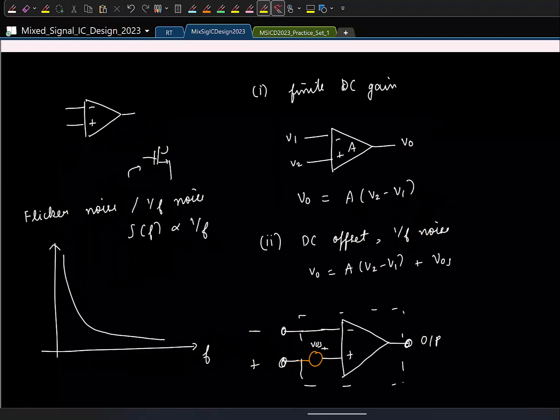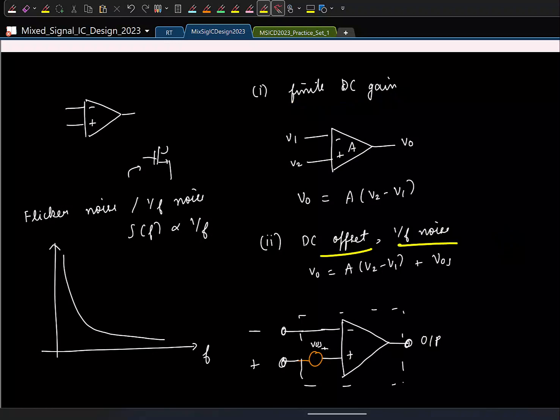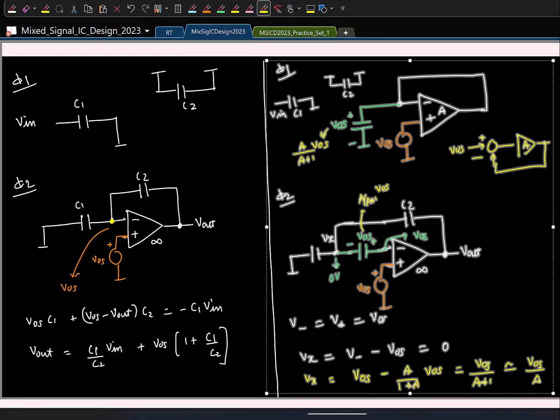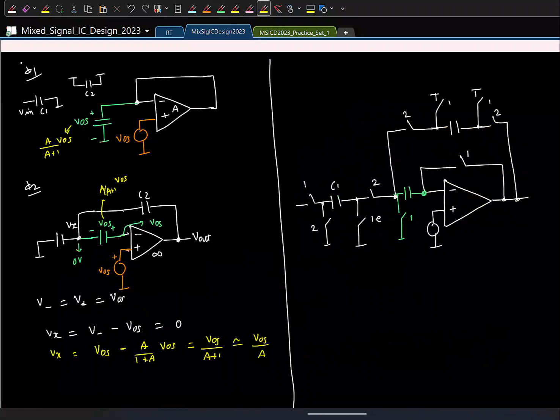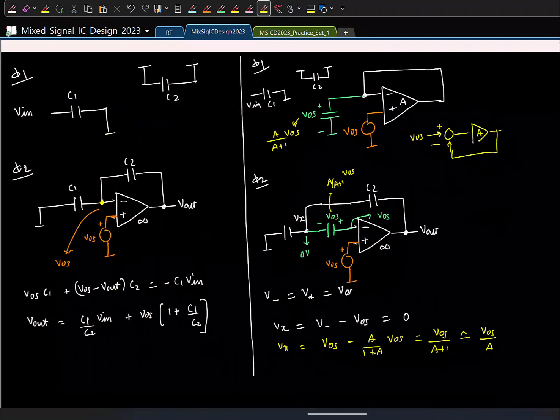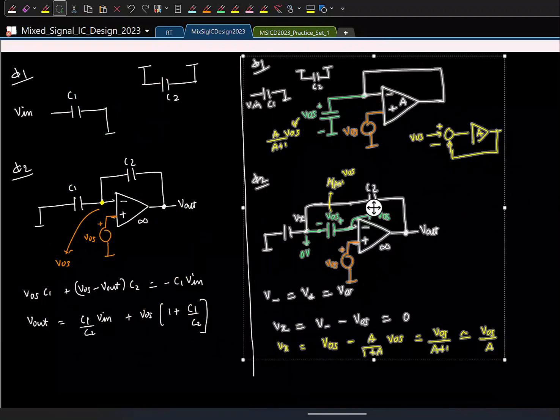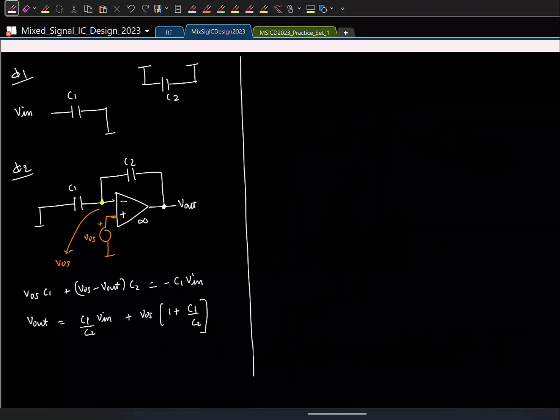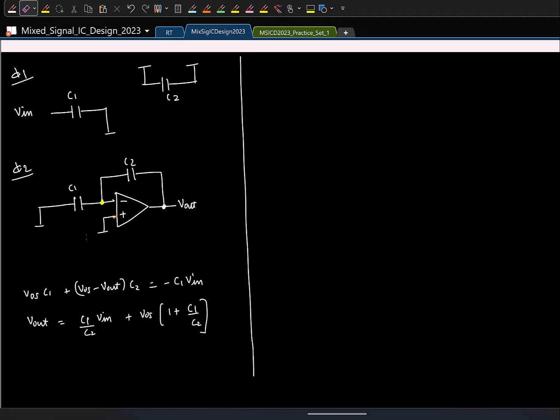So now let's look at the other non-ideality, which is finite DC gain. And remember that when we tackle this DC offset, even the flicker noise will get suppressed. Okay. So let's look at what will happen with finite DC gain. Again, I'll just reuse this. With finite DC gain, I will not consider offset because we know how to tackle offset. Op amp has no offset. This has a gain of A.